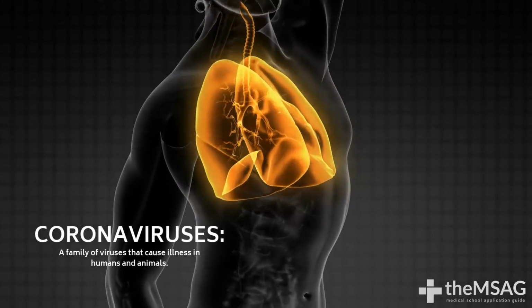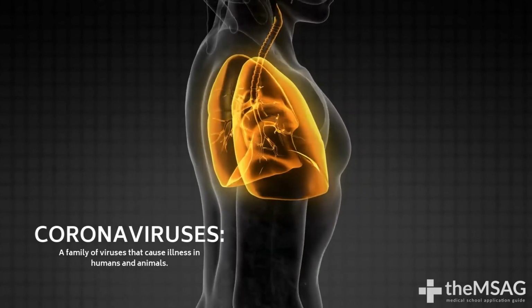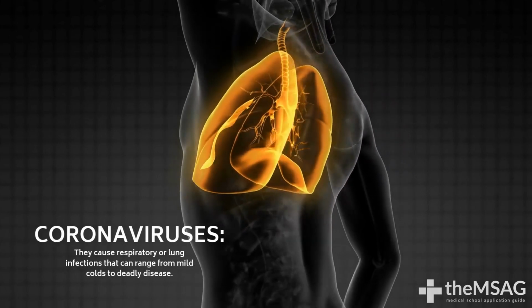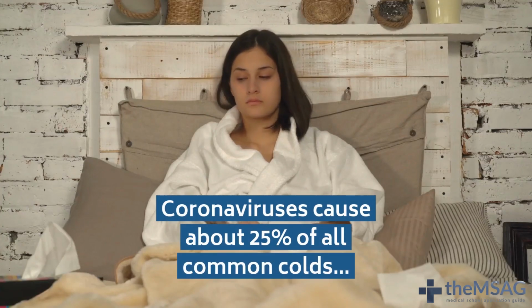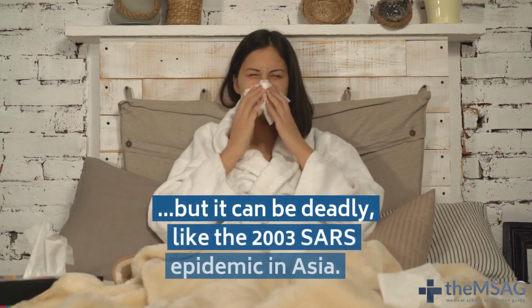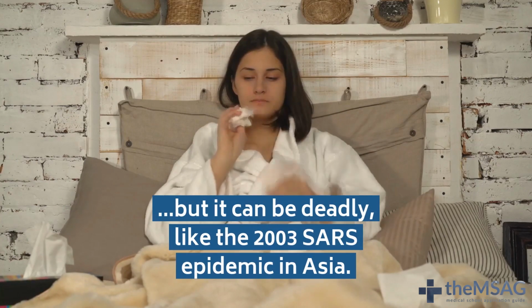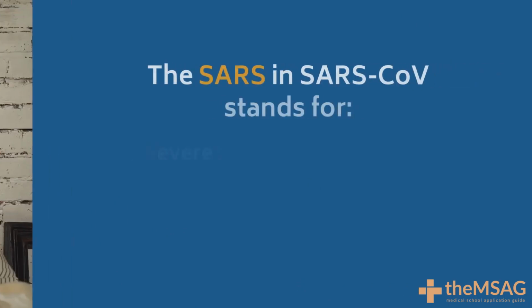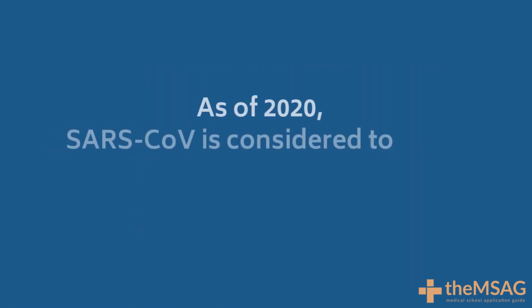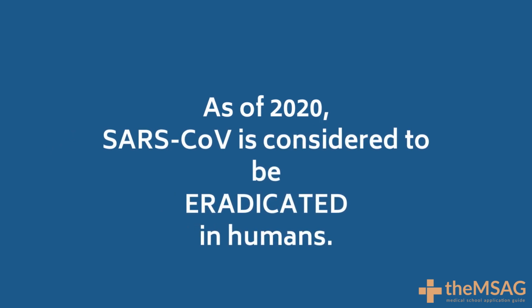Coronaviruses are families of viruses that cause illnesses in humans and animals. They cause respiratory or lung infections that can range from mild colds to deadly disease. In fact, coronaviruses cause about a quarter of all common colds. However, sometimes coronaviruses can be deadly, like the 2003 epidemic of SARS in Asia. The SARS in SARS coronavirus, which is the virus behind the 2003 SARS epidemic, stands for Severe Acute Respiratory Syndrome. As of 2020, SARS coronavirus is considered to be eradicated in humans.